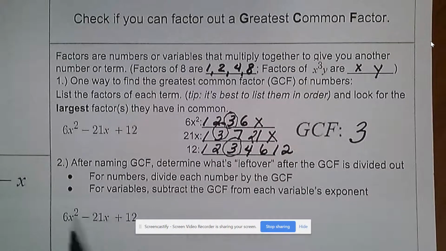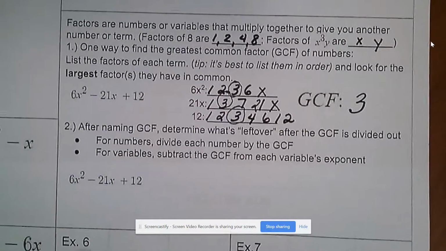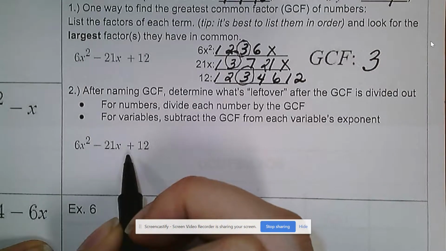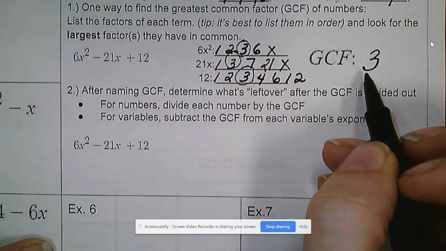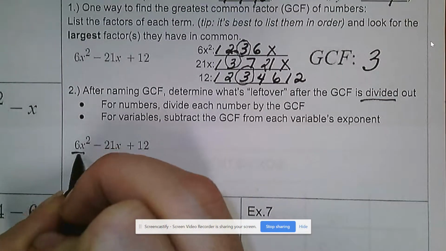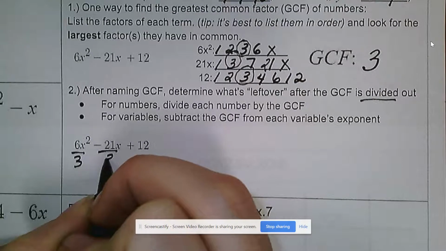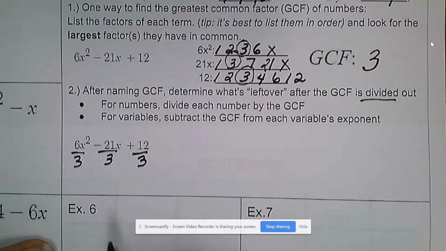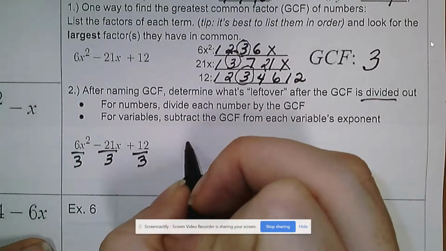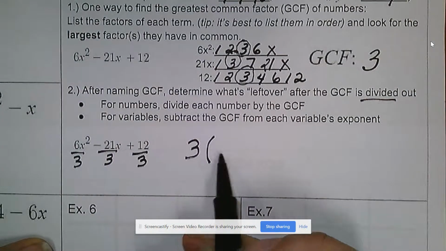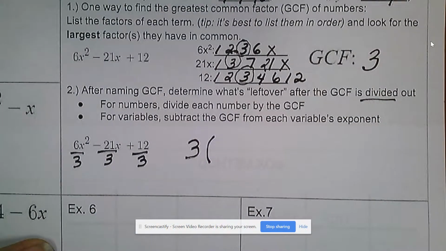Okay, so back to what our equation, or in this case an expression, looked like. 6x squared minus 21x plus 12, we've already determined that 3 is your greatest common factor. So I'm going to divide out the 3. So that gets divided by 3, that gets divided by 3, and that gets divided by 3. So when we rewrite this, we're going to put the greatest common factor, or GCF, out front. And then we put what's left over inside, because really this is the reverse of the distributive property.